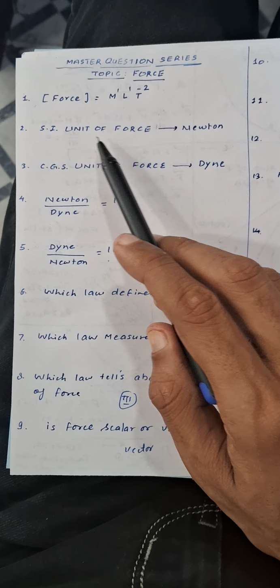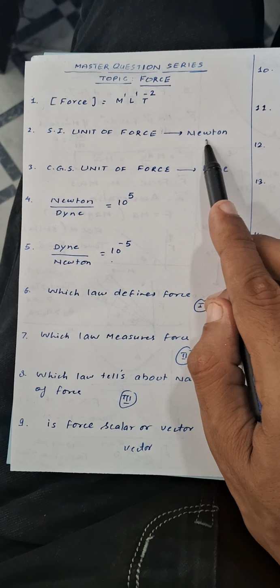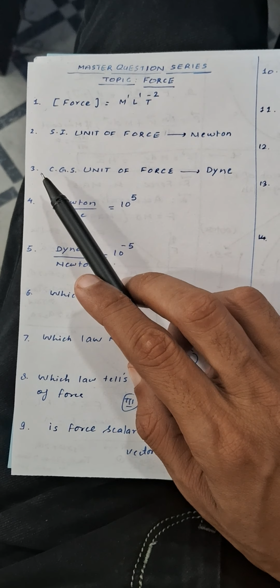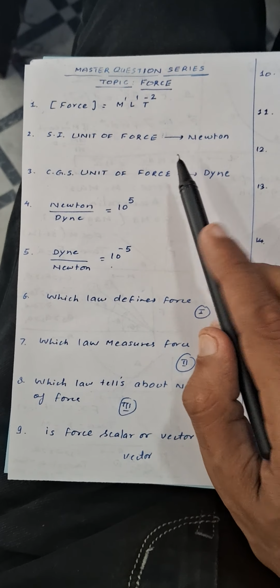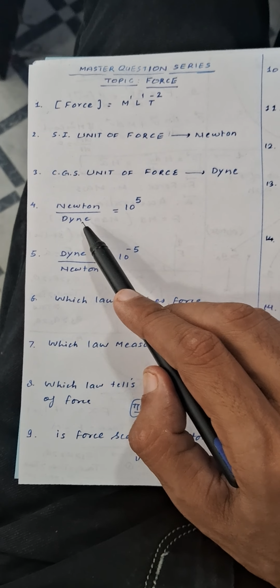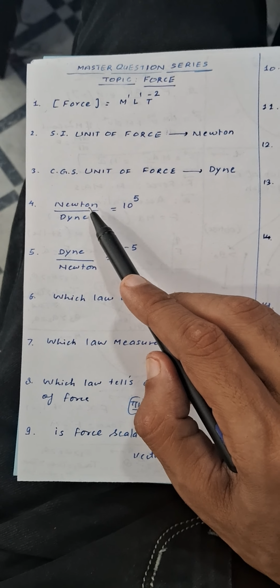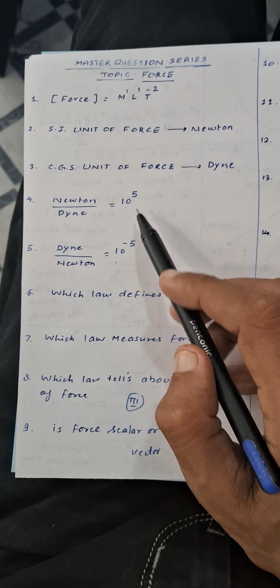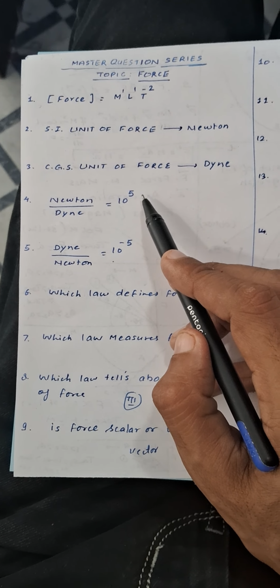Next question is SI unit of force. So SI unit of force is Newton. Third question is CGS unit of force. CGS unit of force is Dyne. Fourth question is ratio of Newton and Dyne. So Newton is equal to 10^5 Dyne. So the ratio is going to be 10^5.